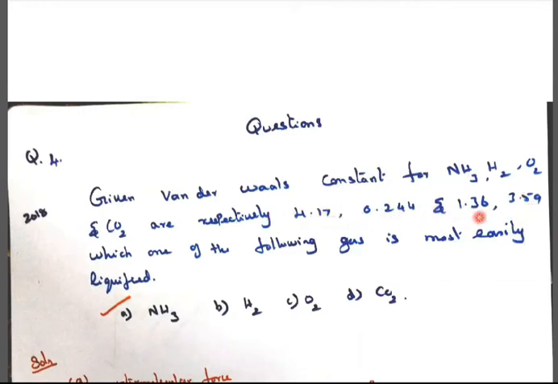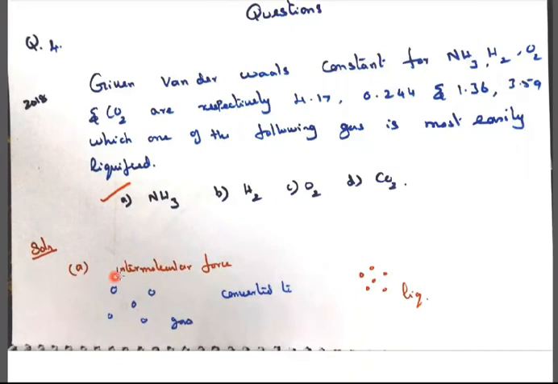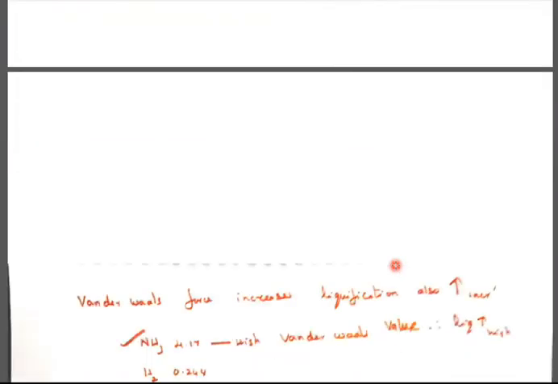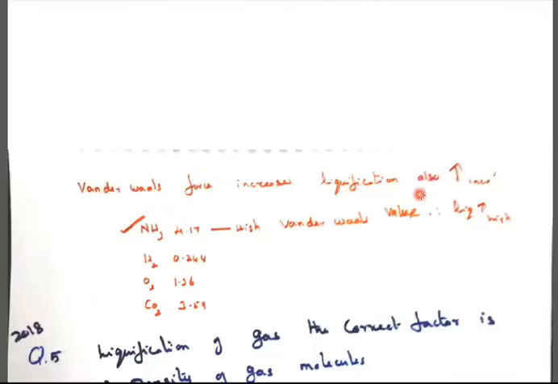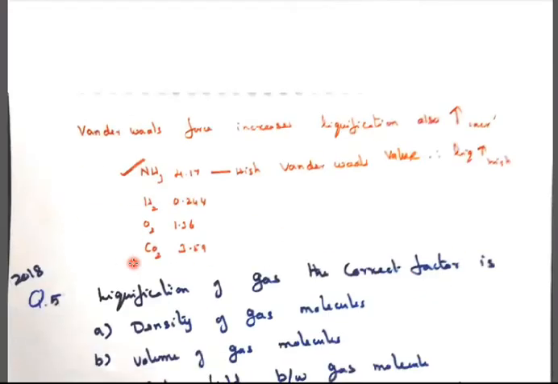Among these values, the highest value is 4.17. So ammonia is the most easily liquefiable gas. Let us see this. Intermolecular forces convert gases into liquid. As van der Waals forces increase, liquefaction also increases. This is the main concept, please learn it by heart. In ammonia, 4.17 is the highest value, so van der Waals forces are more and liquefaction is also more. So among these four options, ammonia is liquefied more easily than the others.